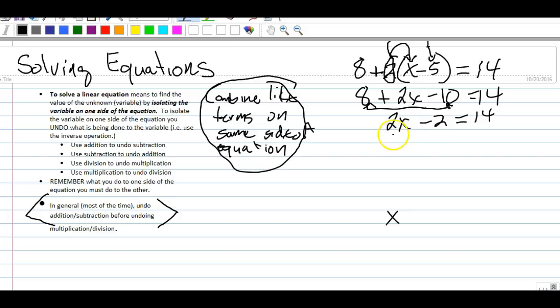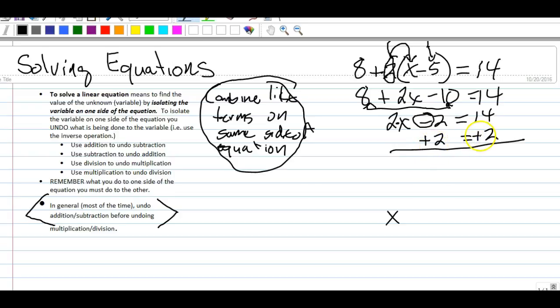So I ask myself, what's being done to my variable? My variable is being multiplied by 2, and from that product, 2 is being subtracted. So in general, I'm going to undo the addition or subtraction before I undo multiplication or division. So to undo the subtraction of 2, we use addition. Use addition to undo subtraction, because addition and subtraction are inverse operations. But remember, what you do to one side of the equation, you must do to the other.